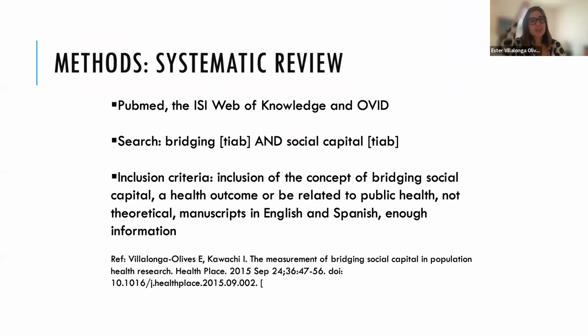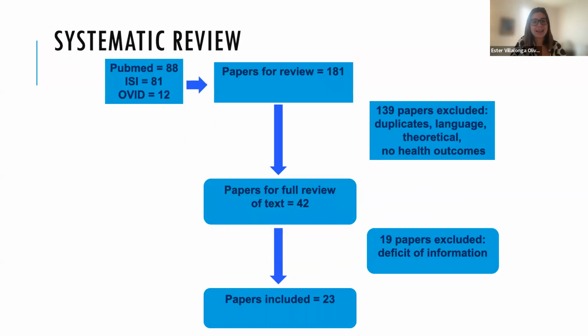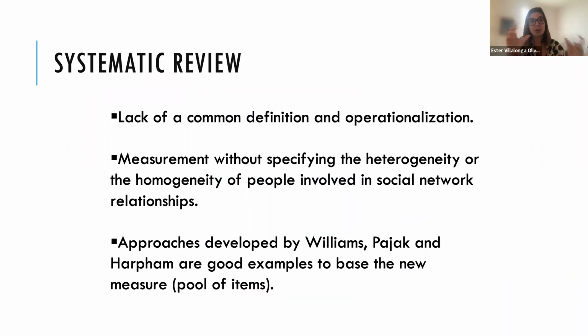For the first one, I performed a systematic review because I needed to see how bridging social capital was evaluated. I ended up with 23 interesting articles. What I discovered, but this wasn't new, was that there was a lack of a common definition and operationalization of bridging social capital. There was measurement without specifying the heterogeneity and homogeneity of people involved in social network relationships.